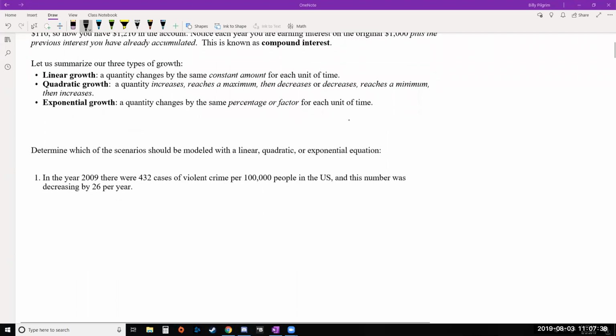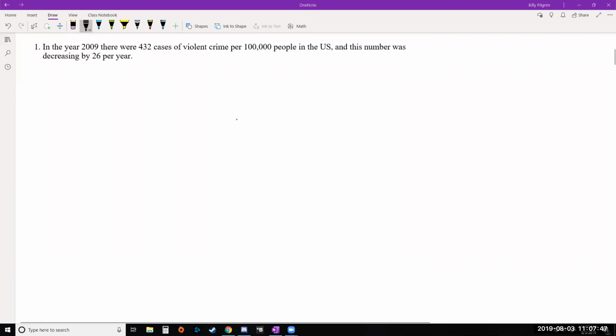So we're going to take a look at three little examples here, and we're going to try to determine what type of growth does this describe and how do we know. So our first example is in the year 2009, there were 432 cases of violent crime per 100,000 people in the US, and this number was decreasing by 26 per year. They give us a piece of data here. 2009, there were 432 cases. That's kind of our starting value. Don't be thrown off by the 100,000, by the way, because that's just how the statistic is reported, right? 432 cases per 100,000 people. So we actually don't need the 100,000, but we have the starting value of 432, and then we have the rate of change, which is decreasing by 26 per year.